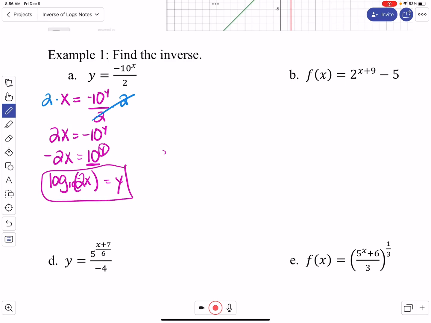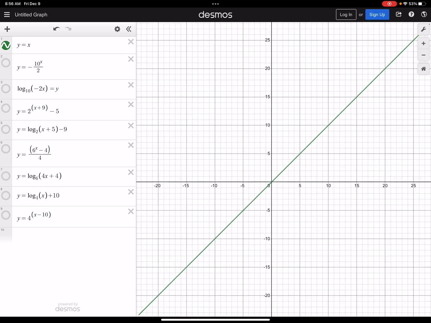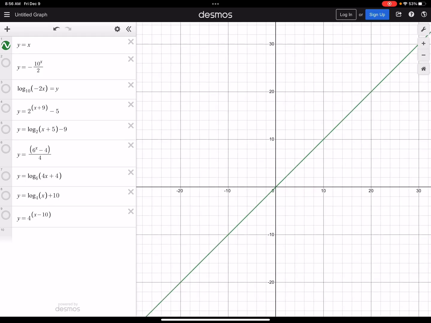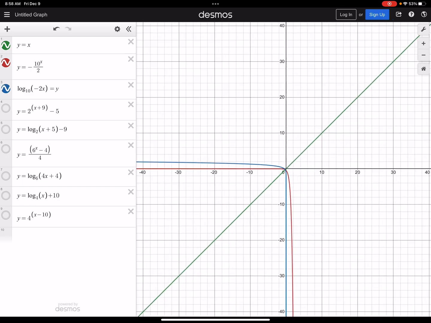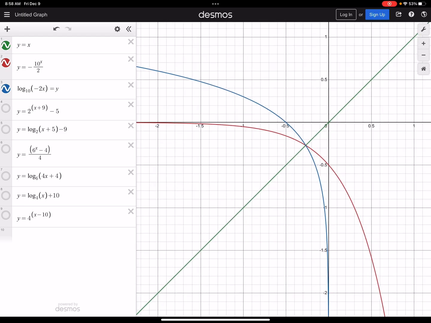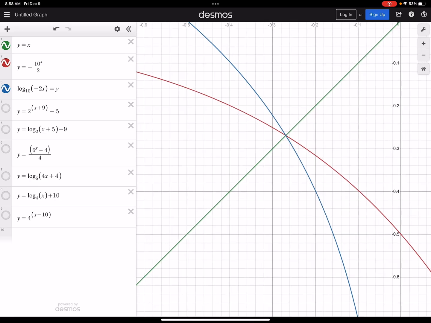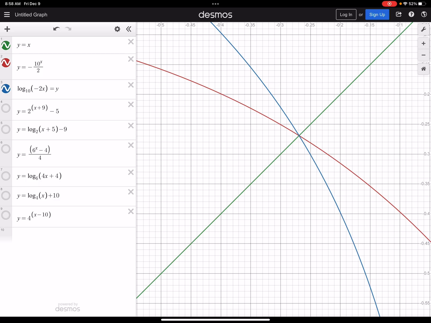This is the inverse. And so if we look at Desmos, I've already got a few already plugged in here to save us a little time. Here's the graph of y equals x. Here was my original problem, and then here was my inverse. This one's a little bit hard to see, but if I really zoom in, we can see that that's a reflection across the graph y equals x. If I were to fold it across that, those would be reflections. All right, so I'm going to turn those off.